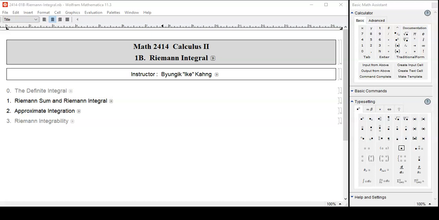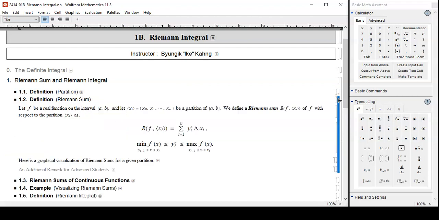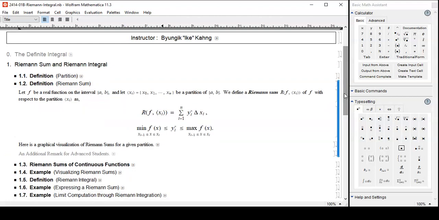Hello students, welcome back. Let's resume our discussion. Previously we talked about the partition, and then using the concept of partition we defined the Riemann sum.